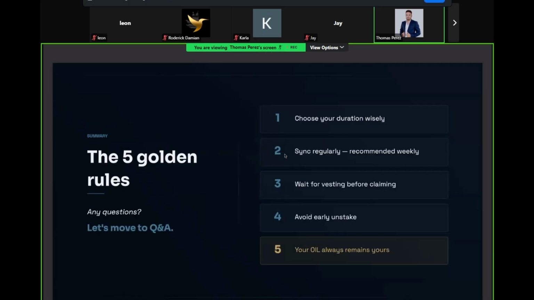So to conclude, there are really 5 key principles to remember. Choose your strategy carefully. Be consistent with your sync.